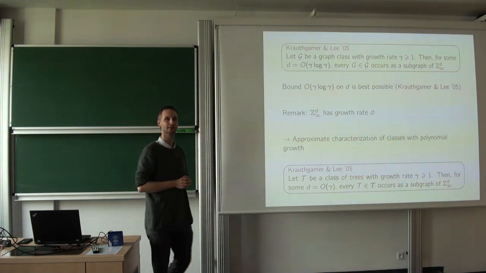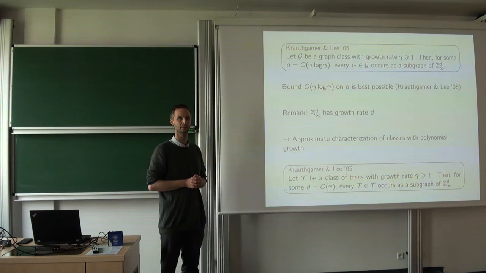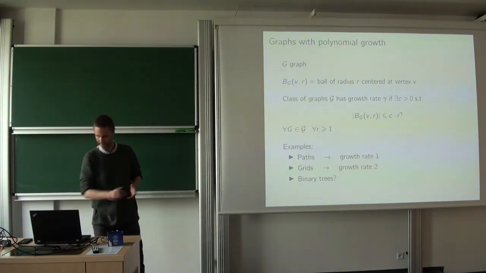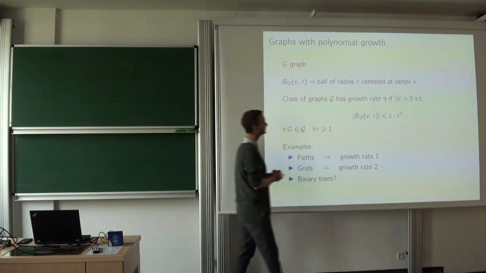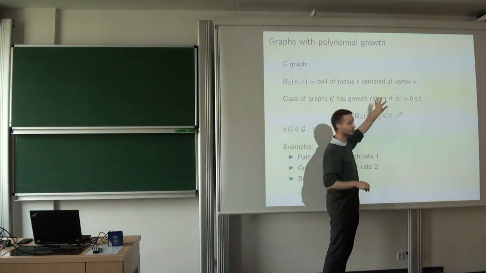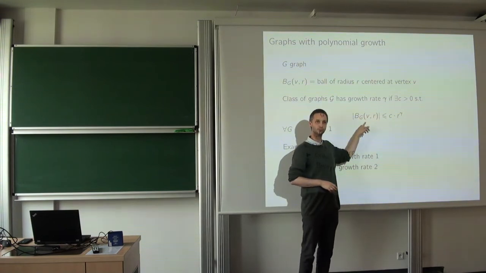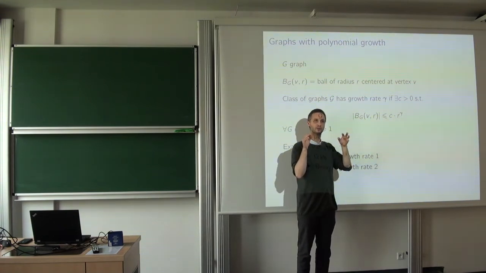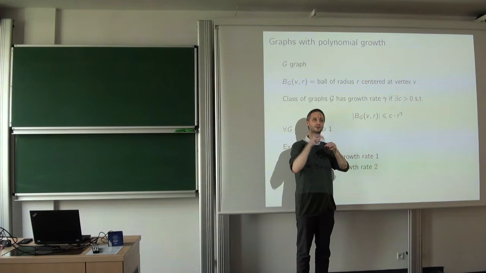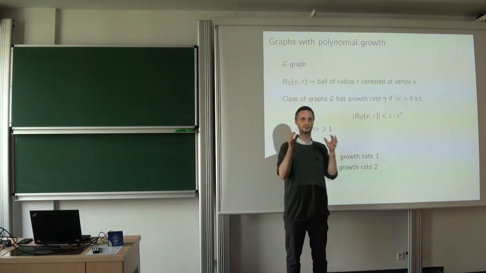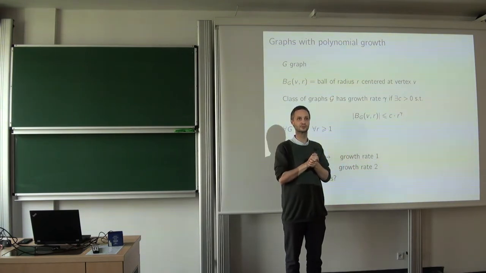Yes? Can you recall the definition of growth rate? Yeah, sure. Okay, let's go back. Where was it? Here, yes. So let's say that your class of graphs has growth rate gamma if you can bound the size of your R balls, the balls of radius R, by big O of R to the gamma. Right, so growth rate 2 would mean that all the balls are of size big O of R squared, where R is the radius.